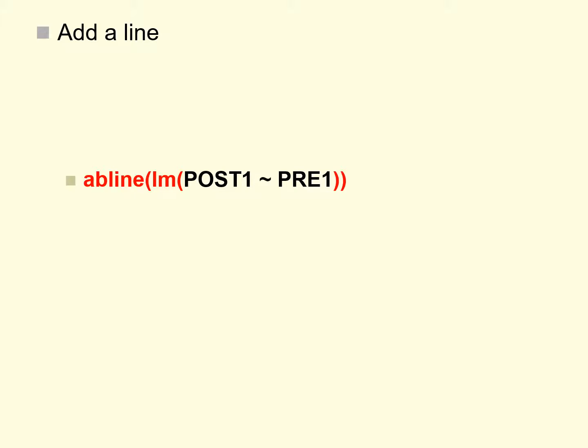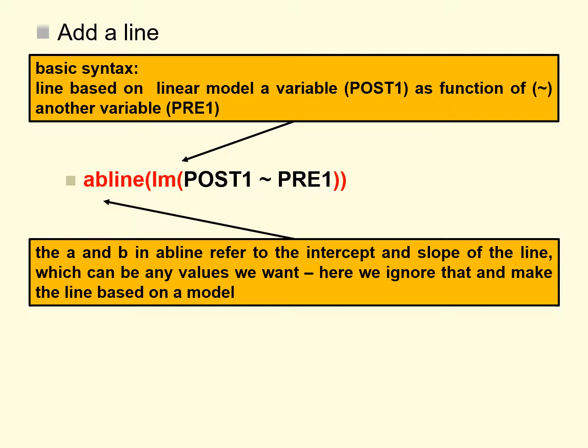Once you've got your scatter plot, you can add a line to it. The function here is abline. Here we're actually using two functions, because we're saying add a line, but that line is going to be based on a linear model, that's the lm function, of post1 as a function of pre1. So again, the basic syntax here is that we're taking a line based on a linear model of post1 as a function of, that's the tilde, of another variable, pre1.